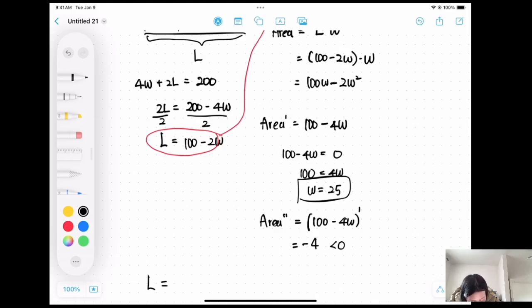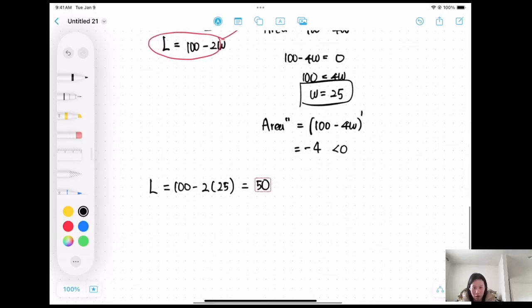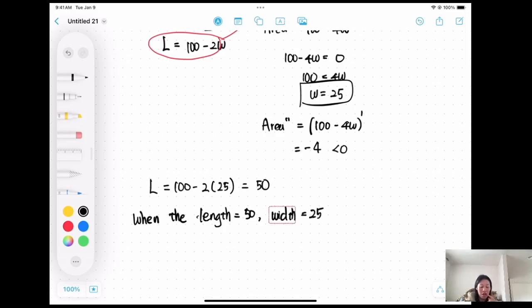So L is equal to 100 minus 2 times 25. So that means L is equal to 50. So when the length equals 50, and the width equals 25, the pen encloses the largest area.